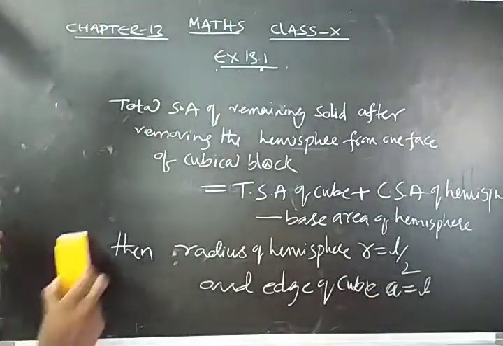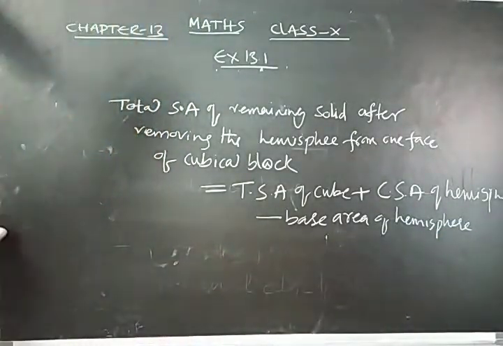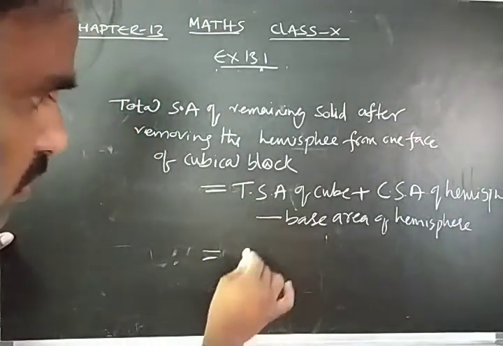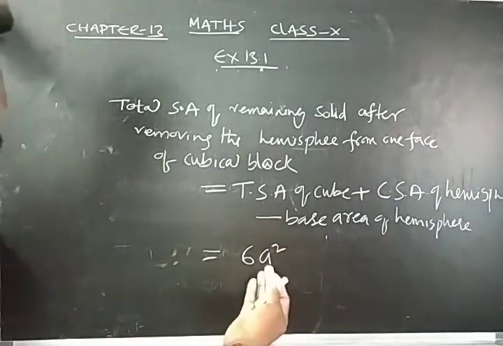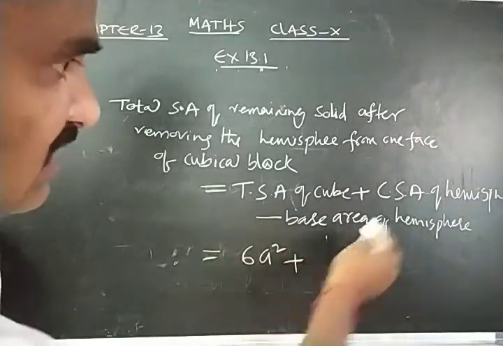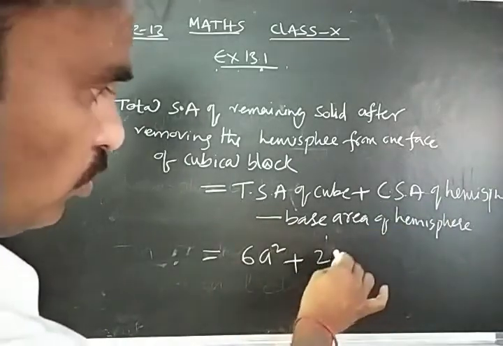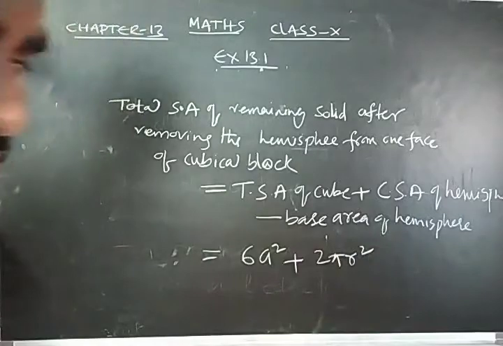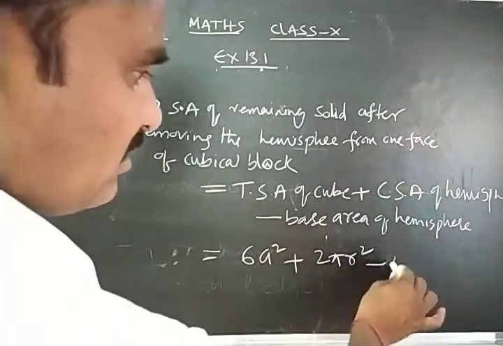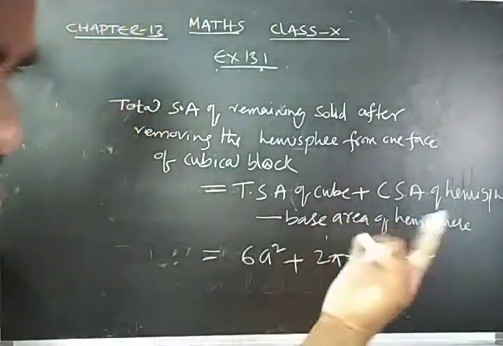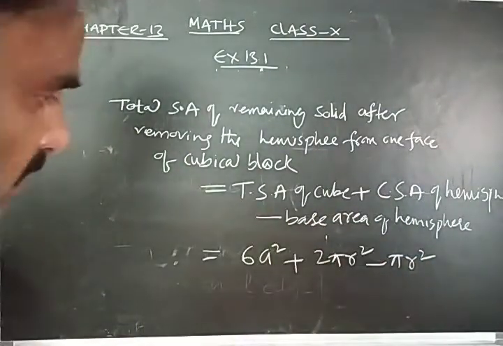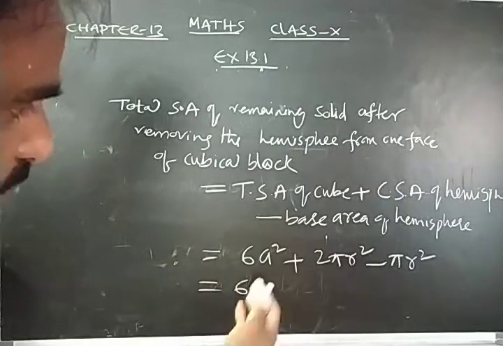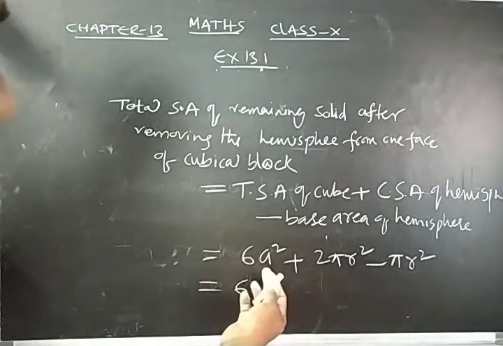Now, what is the formula for the TSA of the cube? TSA of the cube is 6a squared, where a is the edge of the cube. Plus, what is the CSA of the hemisphere? 2 pi r squared. What is the base area? Pi r squared, because the base is a circle. Now I will substitute the given values. What is a? It is the edge of the cube, which is L.